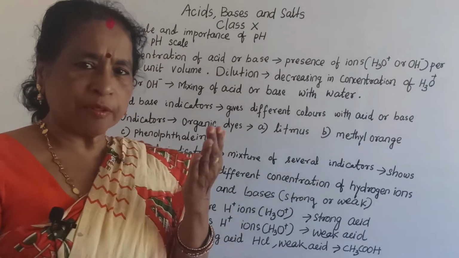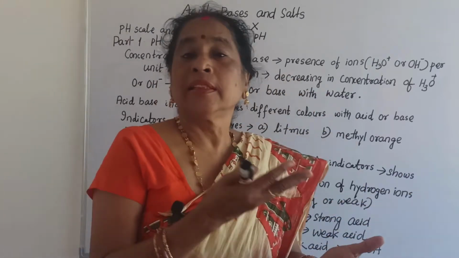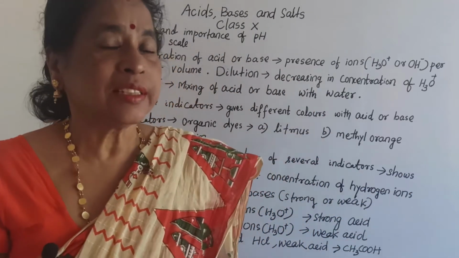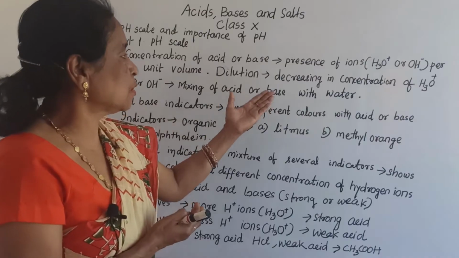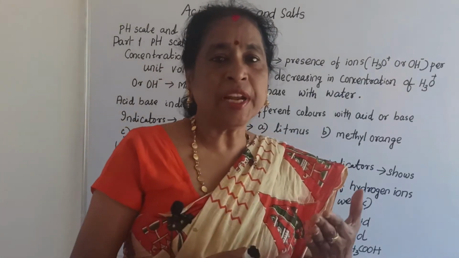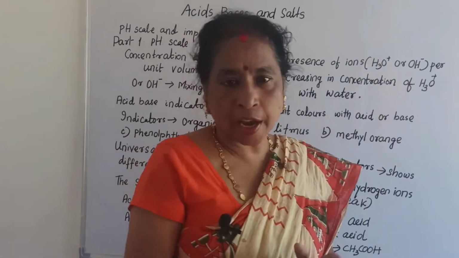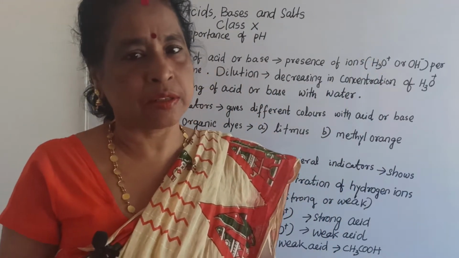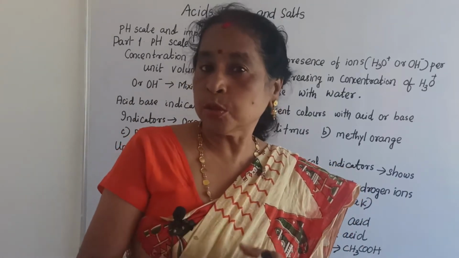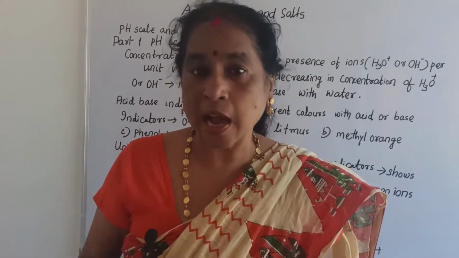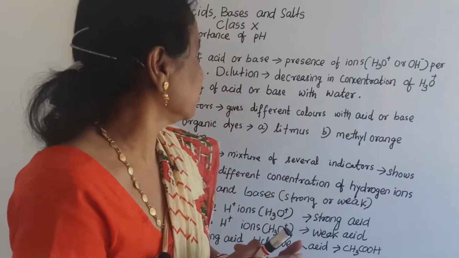Then similarly, oppositely you say what is dilution? If you mix the acid or base with water, then it is called dilution. That means mixing of acid or base with water. Then what is the meaning? That means decrease of concentration of H plus ion and OH minus ion. I told also H plus ion, that also known as H3O plus ion. H3O plus ion means hydronium ion.